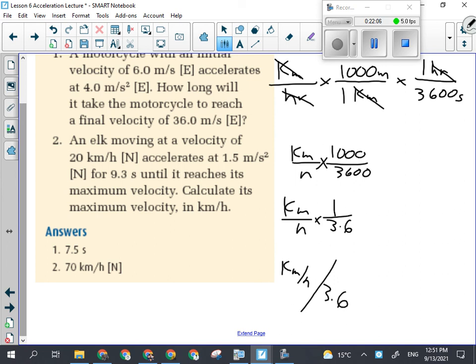The same is true, well, not exactly the same, but it's similar going the other way. Instead of dividing, I would, spoiler alert, multiply. So if I was given meters per second and had to go to kilometers per hour, I'd multiply by 3.6, okay? And I'd get kilometers per hour.